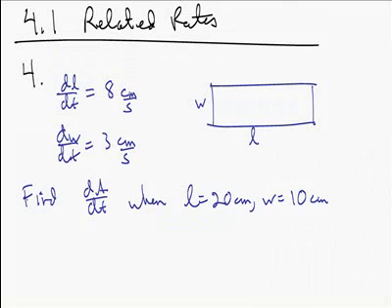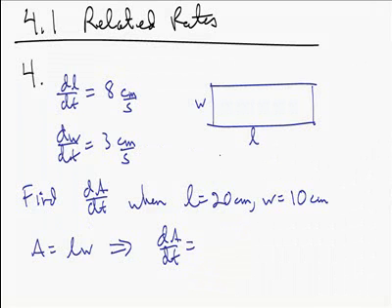Alright, so what we're going to need first of all is an area formula, and you can see the area is equal to length times width. And so we're going to use the chain rule, since we're thinking of L and W both as functions of time, to find dA/dt. Now, what does that tell us then? That dA/dt, the derivative of A with respect to t, is going to be how fast the area is changing with respect to time.